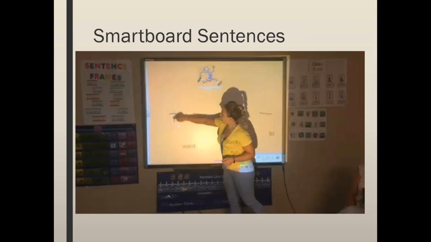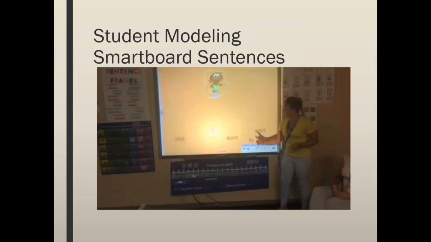And I'm looking here at my clock, and I'm going to go ahead and just show this video here of the student modeling, and I can show you what we did here to prepare the student for success.